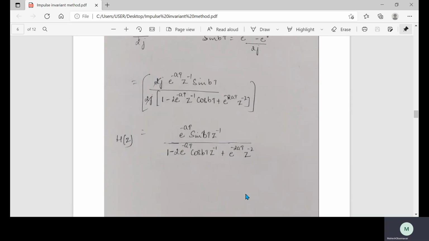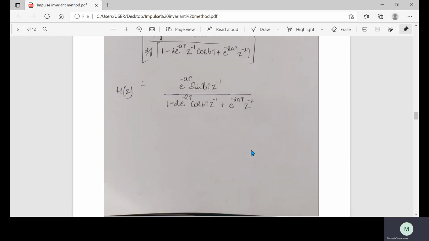So what they have told, show that H of z is equal to e to the power of minus at z inverse sin bt divided by 1 minus 2 into e to the power of minus at cos bt z inverse plus e to the power of minus 2at into z raised to minus 2 is the answer.